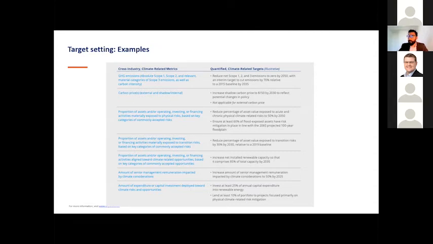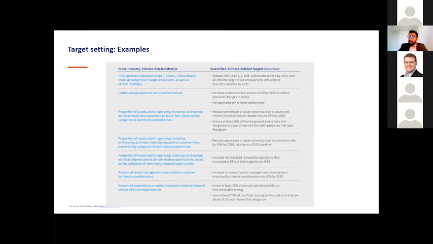Delving more here into some examples of metrics, we showed some good examples on the previous slide of companies disclosing their proportion of assets or operating or investing or financing activities that's materially exposed to physical risks. And here again, there's some examples of potential targets that one can use, so to reduce your percentage of asset value that's exposed to acute and chronic physical risk by 50%. So some good examples of reduction in exposure targets there.